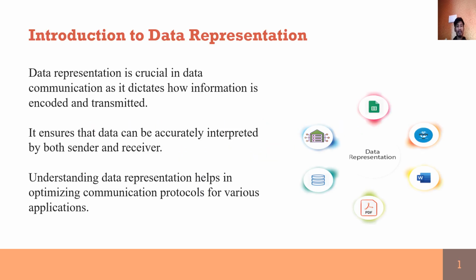Introduction to data representation. Data representation is crucial in data communication as it dictates how information is encoded and transmitted. It ensures the data can be accurately interpreted by both sender and receiver. Understanding data representation helps to optimize the communication protocols for various applications.